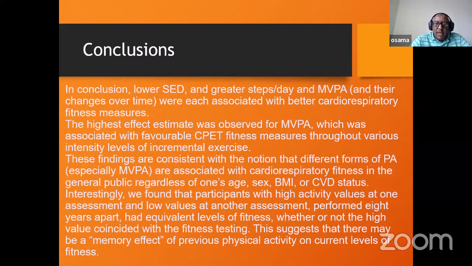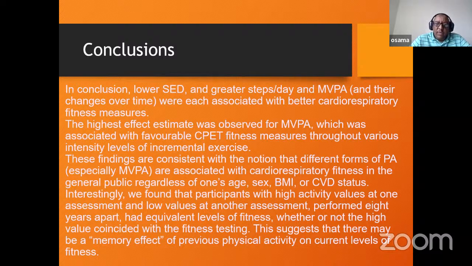These findings are consistent with the notion that different forms of physical activity, especially moderate-vigorous physical activity, are associated with cardiopulmonary or cardiorespiratory fitness in the general public, regardless of one's age, sex, BMI, or cardiovascular status.